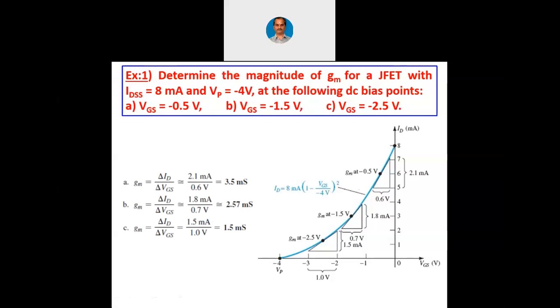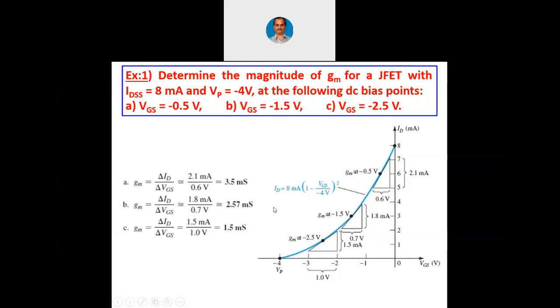Now, for the first case, GM equals 3.5 millisiemens. We know that the unit for conductance is Siemens, as the unit for resistance is ohms. For the second case, GM is 2.57 millisiemens, and for the third case, GM is 1.5 millisiemens. That means you can see that the slope is largest when VGS is minimum and the slope is smallest when VGS is maximum. In between them, the slope will have a value of around 2.57 millisiemens. If at all we consider this midpoint as the Q point, then the transconductance there is going to be 2.57 millisiemens.